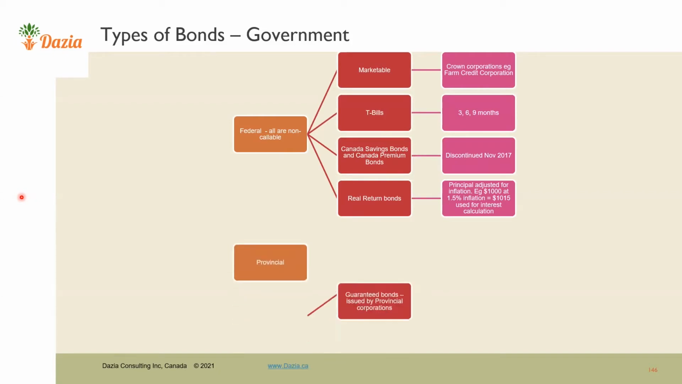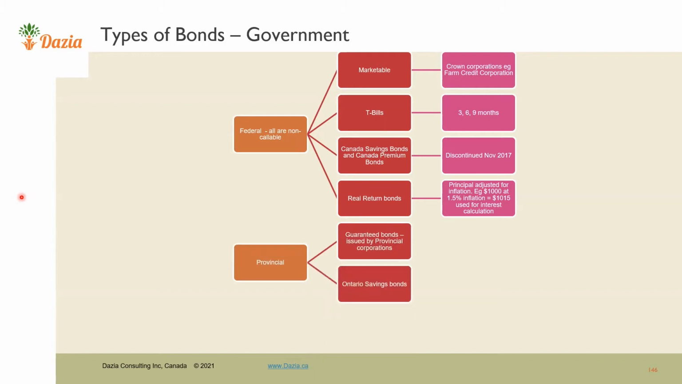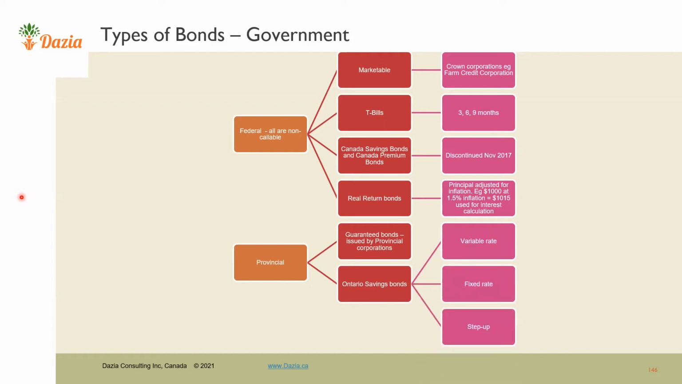Then you have provincial bonds, which are guaranteed bonds issued by provincial corporations. There are Ontario Savings Bonds, for example, and every province has its own savings bonds also. The Ontario Savings Bonds may be variable rate, or fixed rate, or step-up, meaning they will be increasing as the years go along. Then there are municipal ones, which are also known as installment debentures or serial bonds. So hopefully this makes it clear about the different types of bonds with the government of Canada.